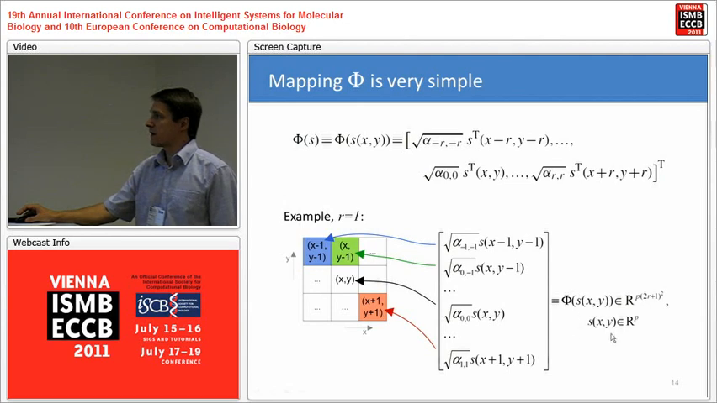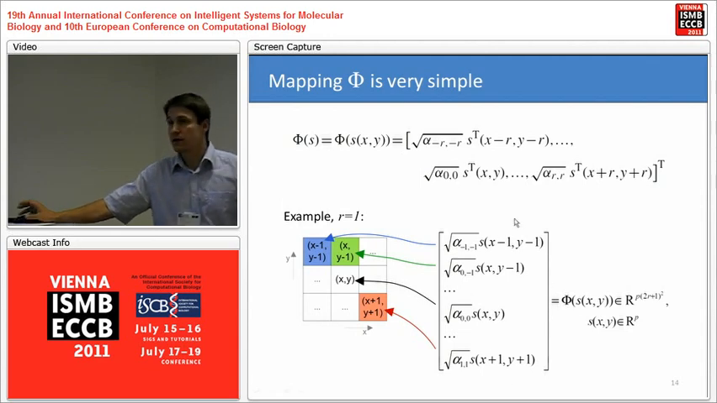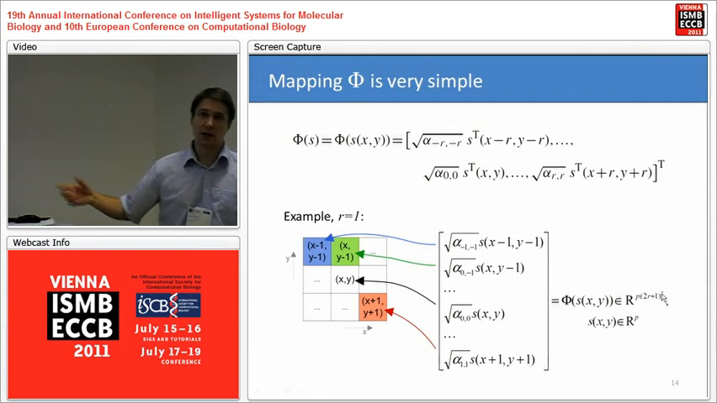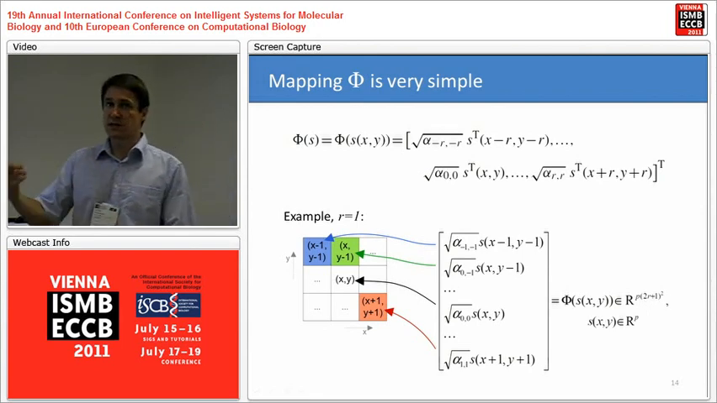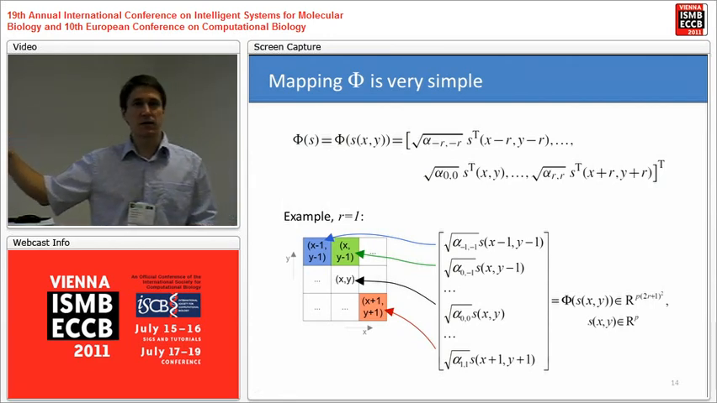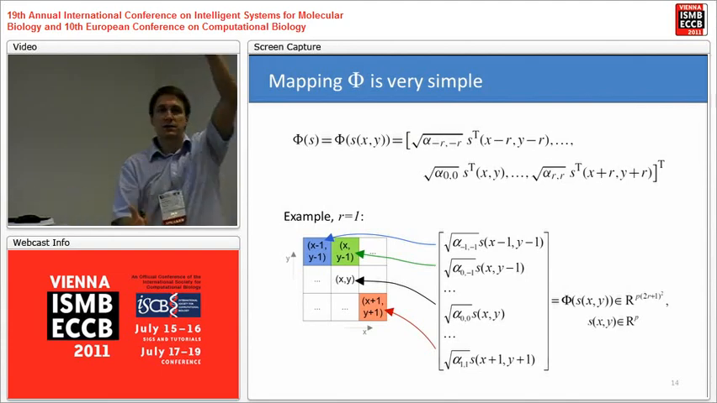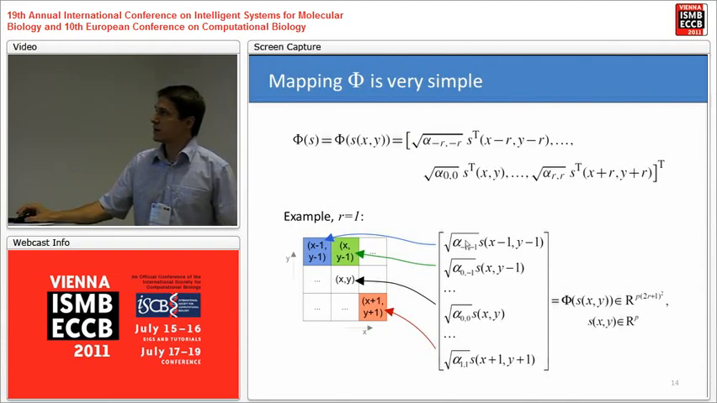Definitely, if our spectrum was of dimension p, then our phi, this mapped vector, will be of dimension p multiplied by (2r+1) squared. Why? Because we just have (2r+1) squared points in our neighborhood. Was it clear with this phi? Yes. Okay, good. So we just take them, concatenate them, and multiply them with these weights. And this is how phi looks like.